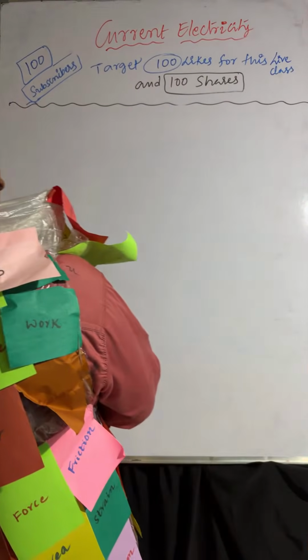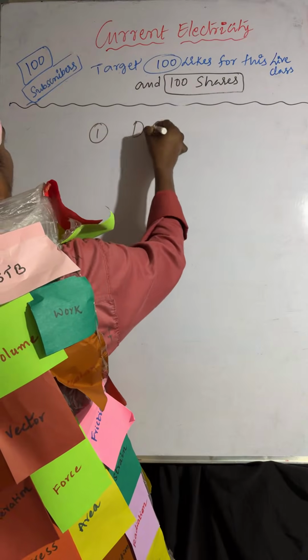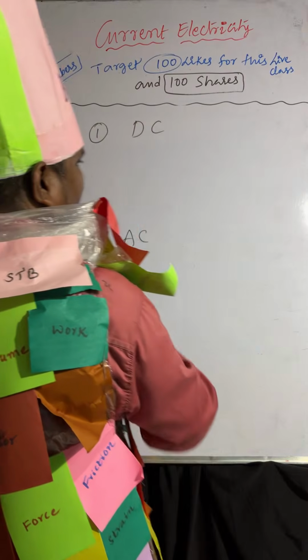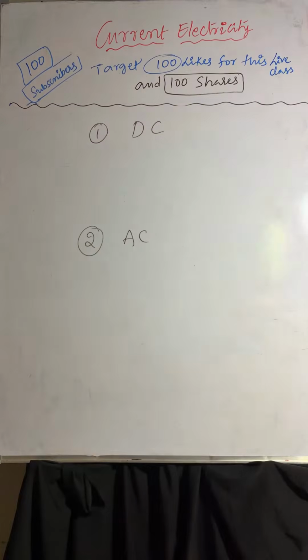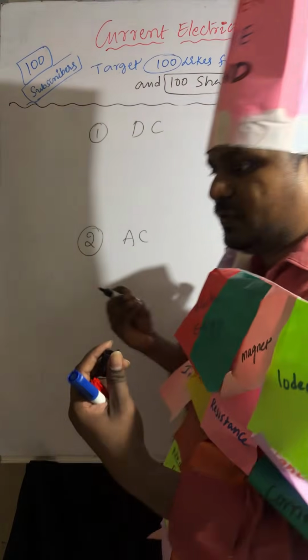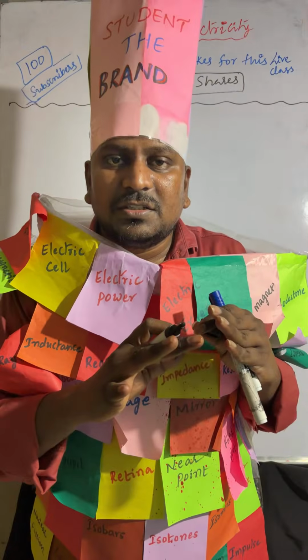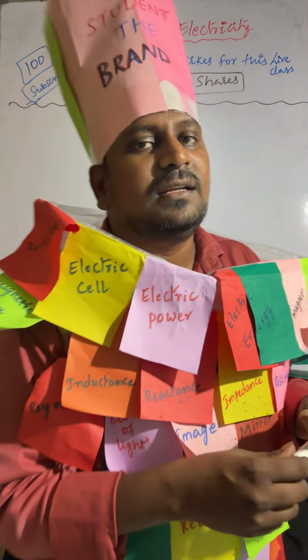Now you can see, based on magnitude and direction, there are 2 types. One is direct current, another one is alternating current. In direct current, the magnitude and direction do not change with respect to time. That is called direct current.